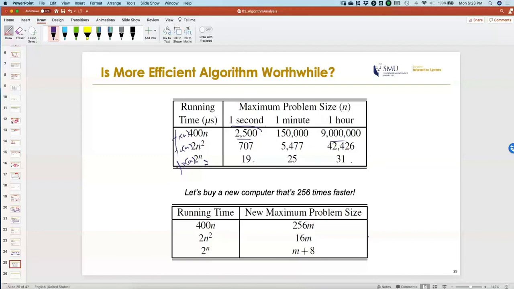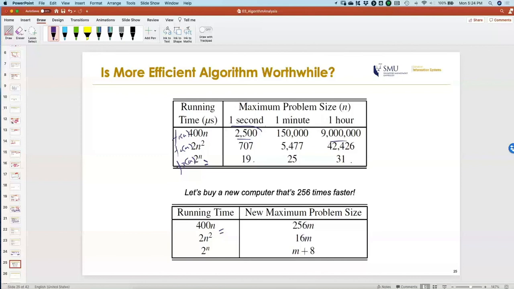So having a more efficient algorithm is like buying a more powerful machine. Now, in some cases, in fact, it's more worth it than buying a powerful machine. Because let's say you take exactly the same algorithms and you buy a new computer that is 256 times faster. Now, 256 times faster is like having 256 computers, right? Let's say you can parallelize the operation. But even so, if your runtime is linear, the new maximum problem size that you can handle is going to be 256 times before. So you can make use of every single new machine or every single new power that you have to solve a much bigger problem.